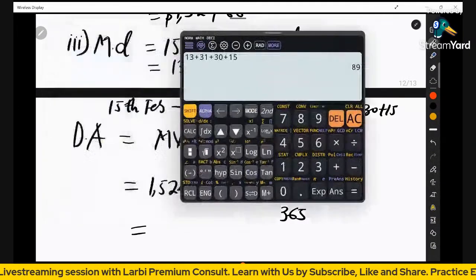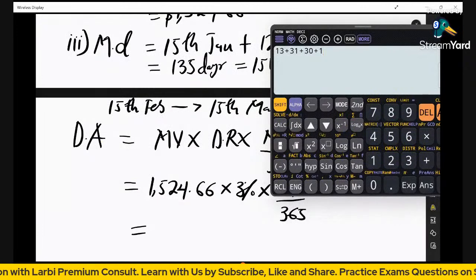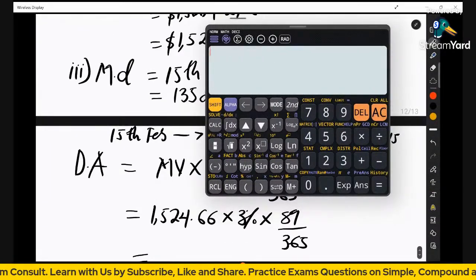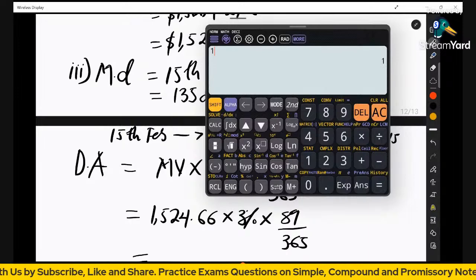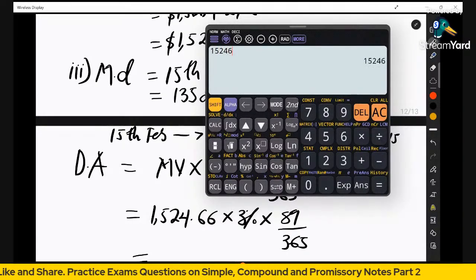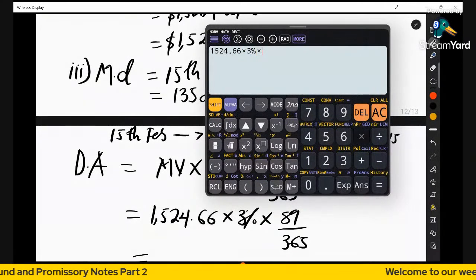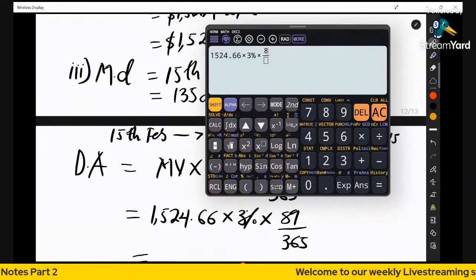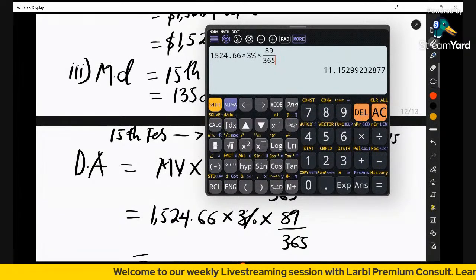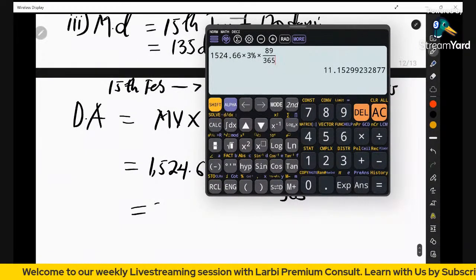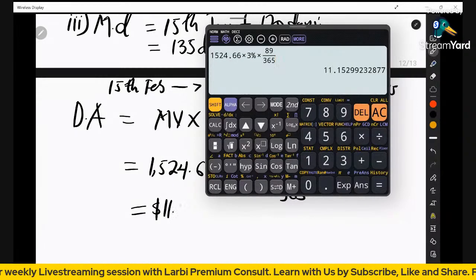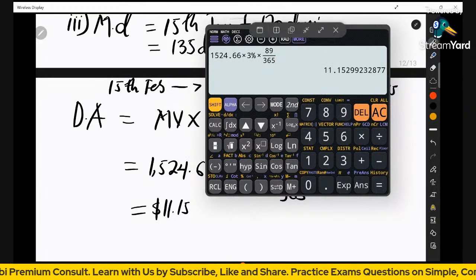So straight away, we'll say that here we're going to have 1524.66, multiplied by 3%, and then multiplied by 89 divided by 365. Okay, so what are we getting? We are getting $11.15 as the interest the bank will receive.